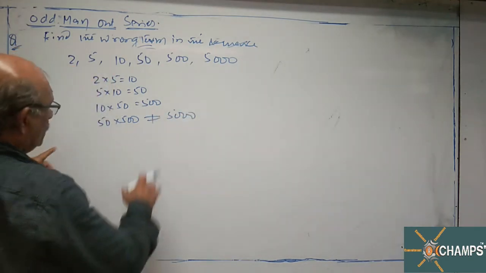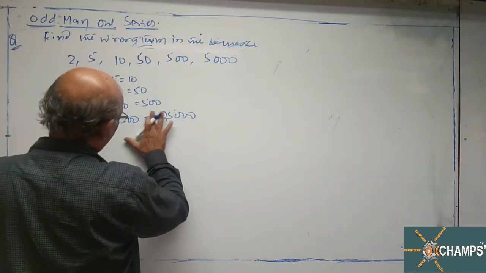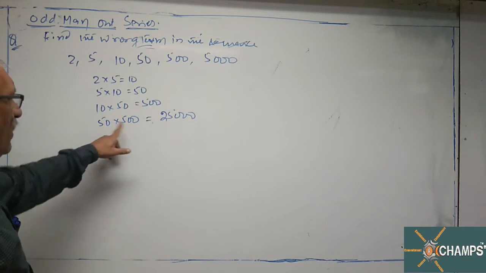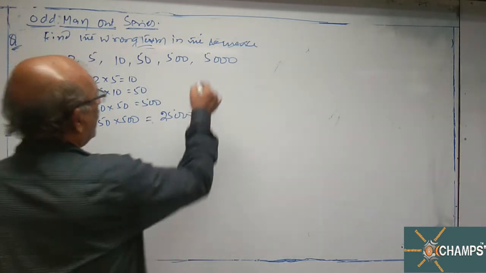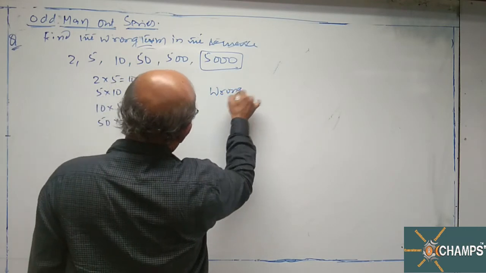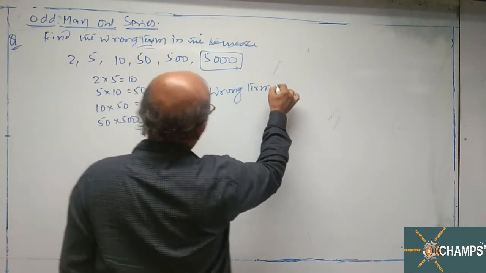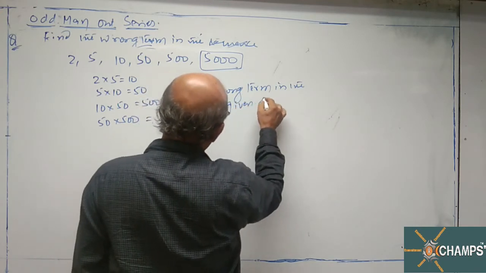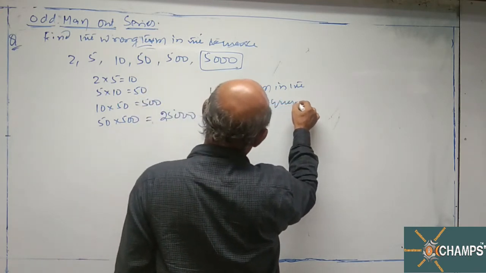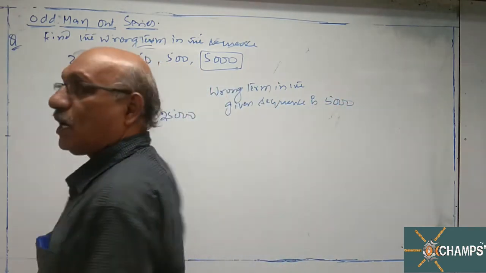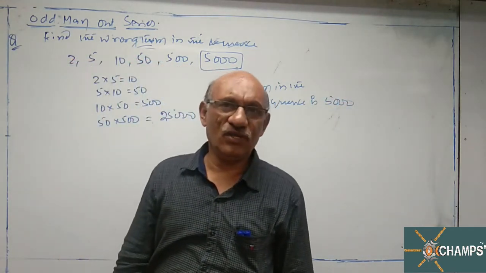50 into 500, how much do you have to get? 25,000 you have to get. 50 into 500, 3 zeros, 5 5s are 25. But what number is given here? 5000 is given. So the wrong term in the given sequence is 5000.